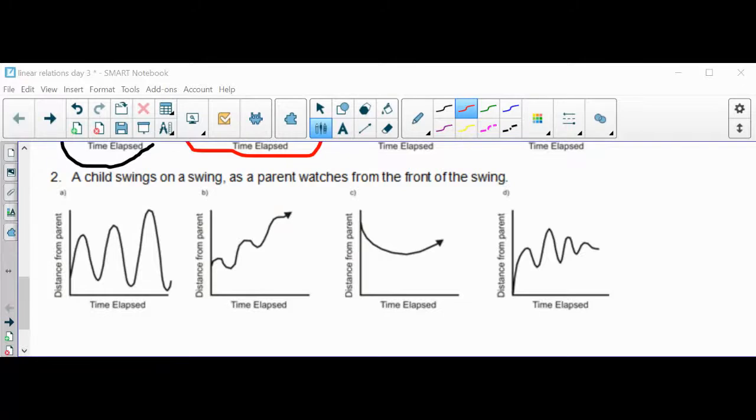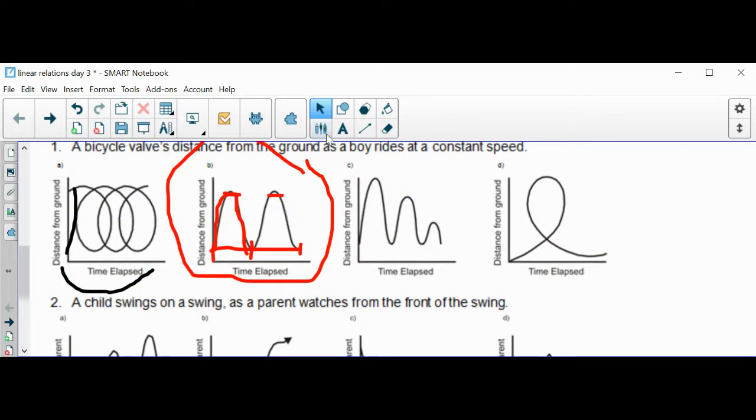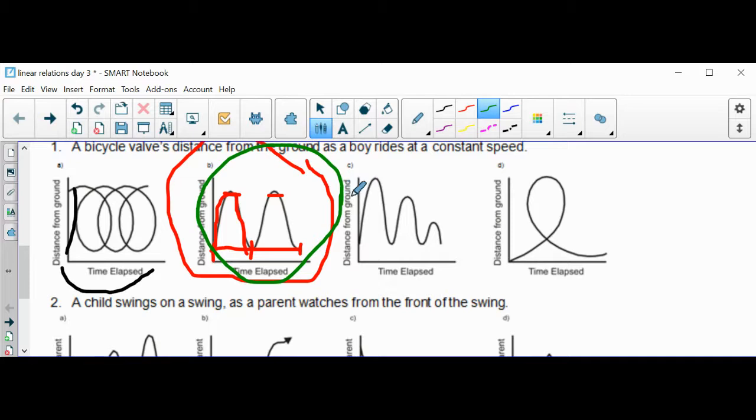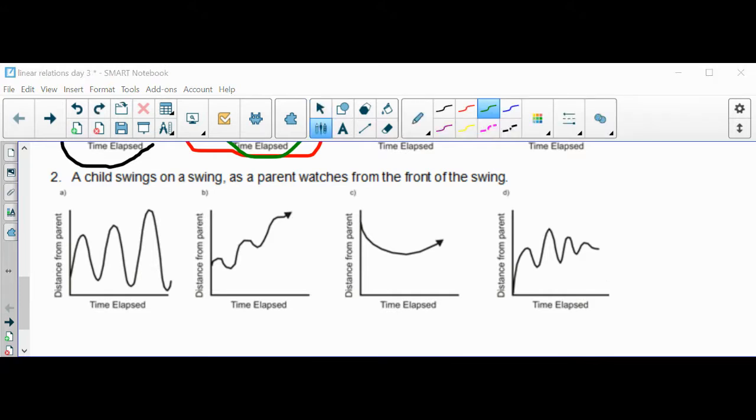So have a look at each of these graphs and just give it some thought. We've got a kid swinging on a swing. A kid swinging on a swing isn't necessarily going to follow as nice an exact pattern as our tire did, right? Because they aren't necessarily going to have the exact same travel every time they swing. So have a look at these 4 graph choices, give it some thought, pause the video, make your choice.